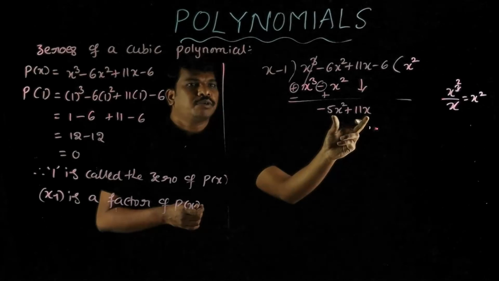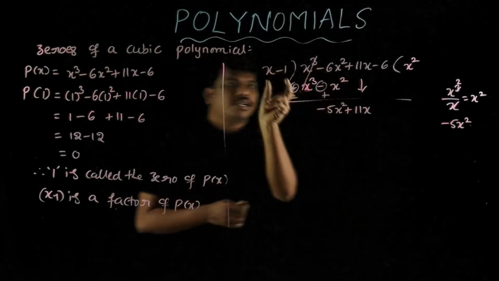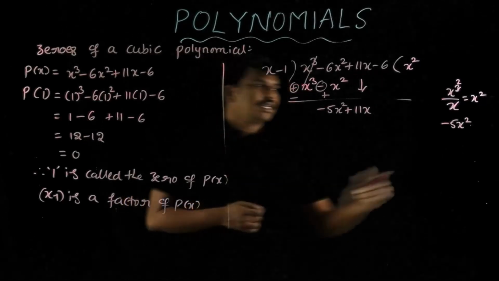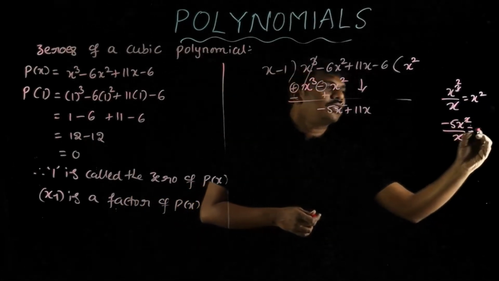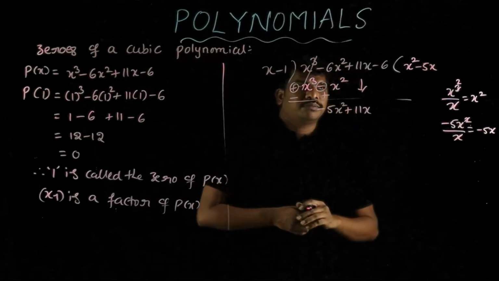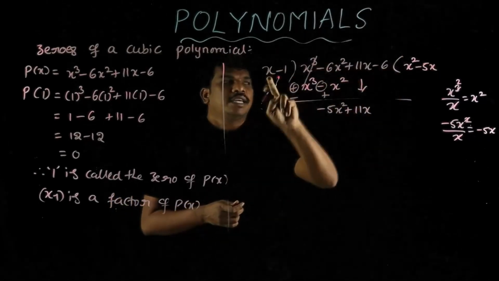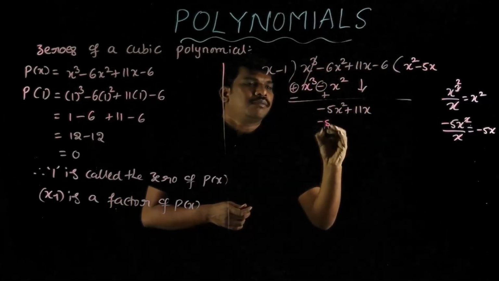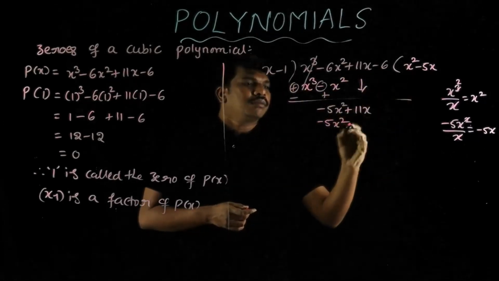What is the highest degree power term here? Minus 5x square. What is the highest degree power term in the divisor? X. So divide with x. X will get cancelled. We will get minus 5x, which is our new quotient term. Now multiply this divisor with minus 5x. X into minus 5x is minus 5x square. Minus 1 into minus 5x is plus 5x.